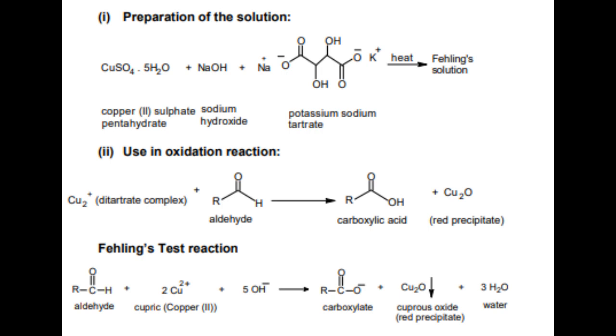Mix 1 ml each of the following solutions, A and B, in a test tube and add 1 to 2 ml of alcoholic solution of the 50 milligrams of the compound to it. Heat the test tube for 1 to 2 minutes. The appearance of a red precipitate indicates the presence of the aldehyde.